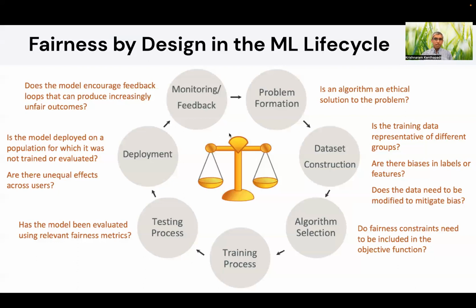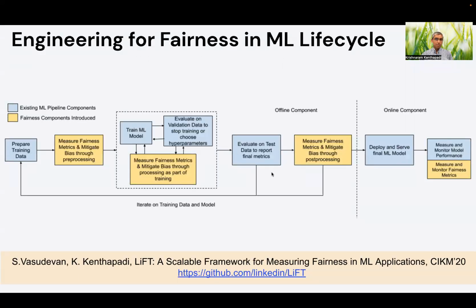So let's look at how this can be operationalized from an engineering angle. Here we are again showing the same kind of machine learning lifecycle, but in a linear form. All the boxes in yellow correspond to the steps where we may want to incorporate fairness interventions.